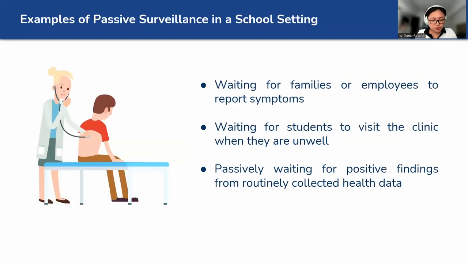So, in a school setting, how can passive surveillance be done? Examples of processes involved in passive surveillance include waiting for families or employees to report symptoms, or waiting for students to visit the clinic when they are unwell, or just passively waiting for positive findings from routinely collected health data.